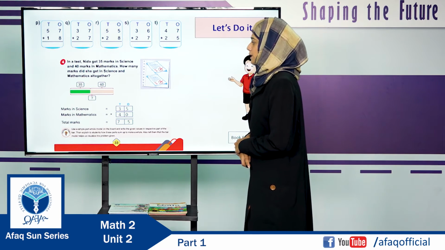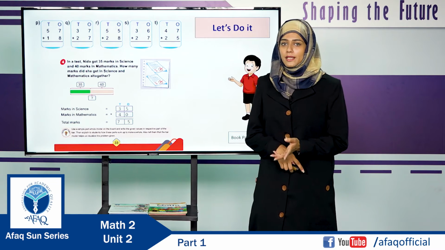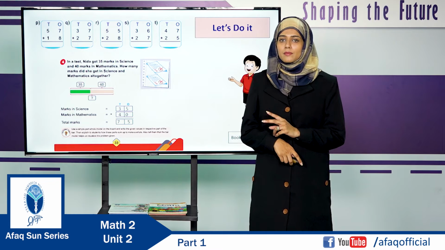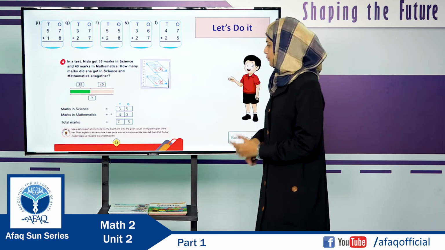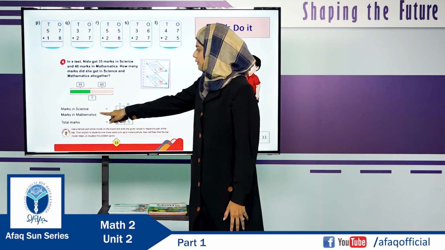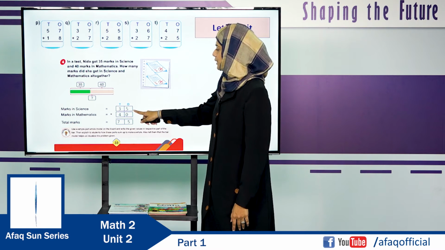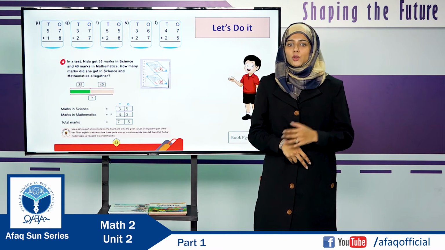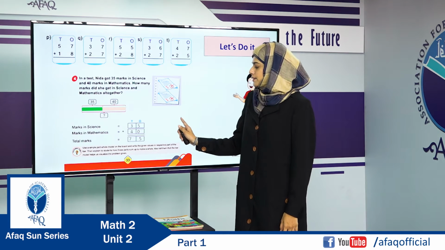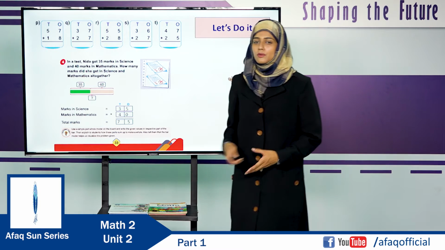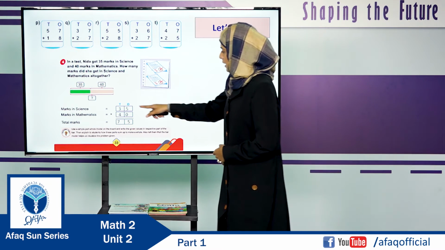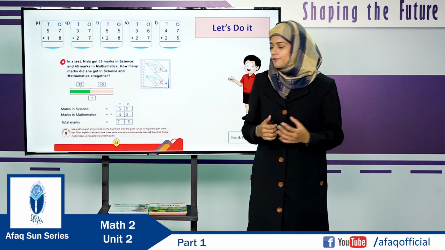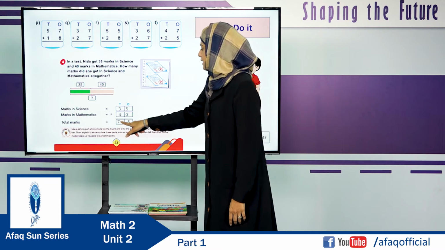In the test, Nadia got 35 marks in science and 45 marks in mathematics. How many marks did she get in total? So we have to sum all the marks. We write this statement question in given information. Marks in science is equal to 35, marks in mathematics is equal to 40. Now we have to add to get the total marks. We start from the right side. 5 plus 0 is equal to 5. There is no carry here. So 4 plus 3 is equal to 7 and the answer is 75. So the total marks is 75.